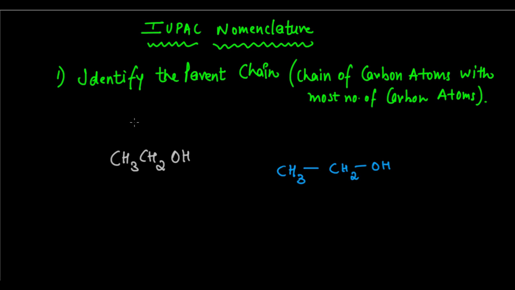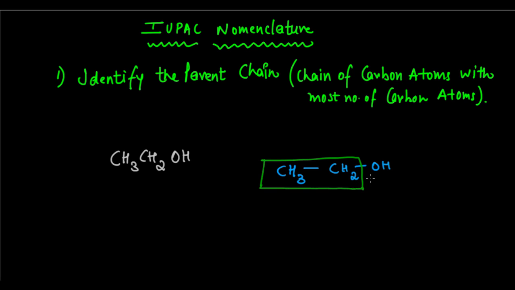It's pretty easy to identify the parent chain here. This is the only parent chain, the most number of carbon atoms. One thing to be noted is that when you have a functional group, it is imperative that the parent chain includes the carbon attached to the functional group. You need to select the parent chain in which the carbon attached to the functional group also gets included, like what we've done here.